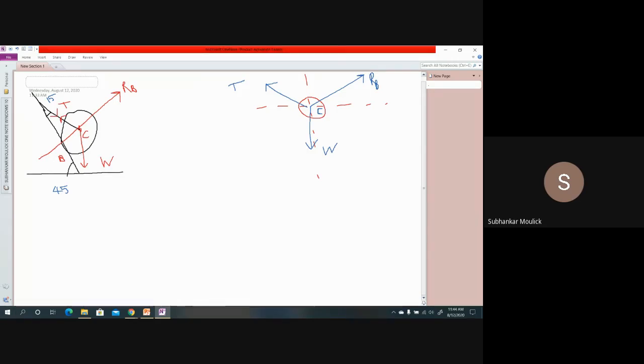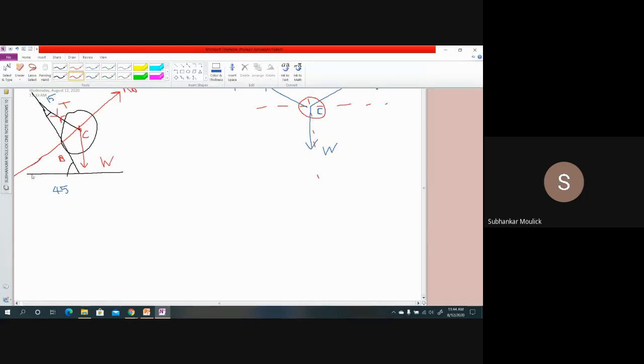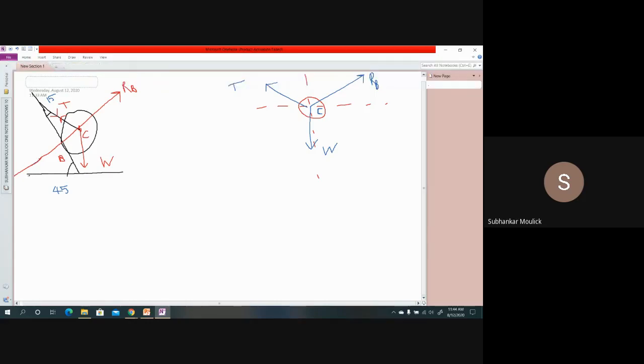If I see this problem, this is my RB. Okay, wait. Let us extend this line over here. Now, can you see this triangle? Fine. This angle will be how much? 90 degrees. 90 degrees. Very good. This angle will be 90 degrees.